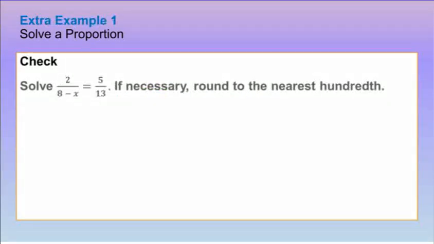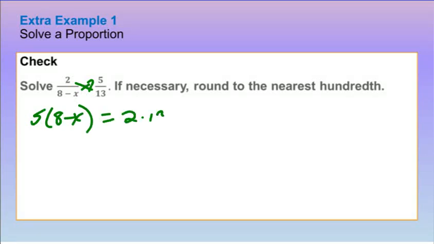Next, solve this one. I noticed that 2 times a constant, like an integer, does not give me 5. So this one, I am going to cross multiply. So I'm going to have 5 times 8 minus x equaling 2 times 13.